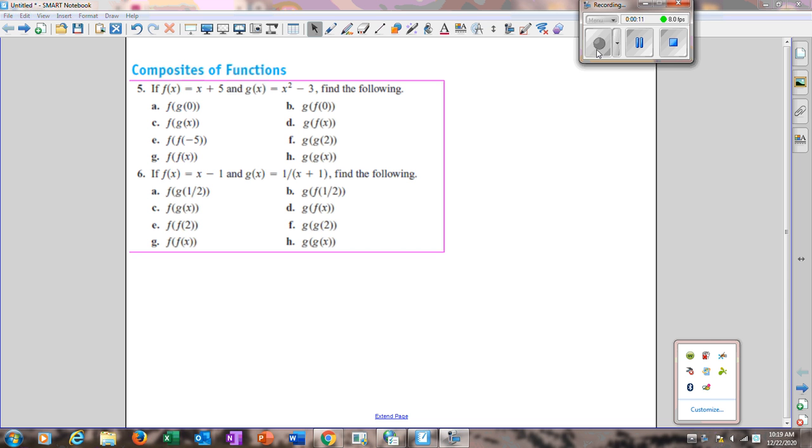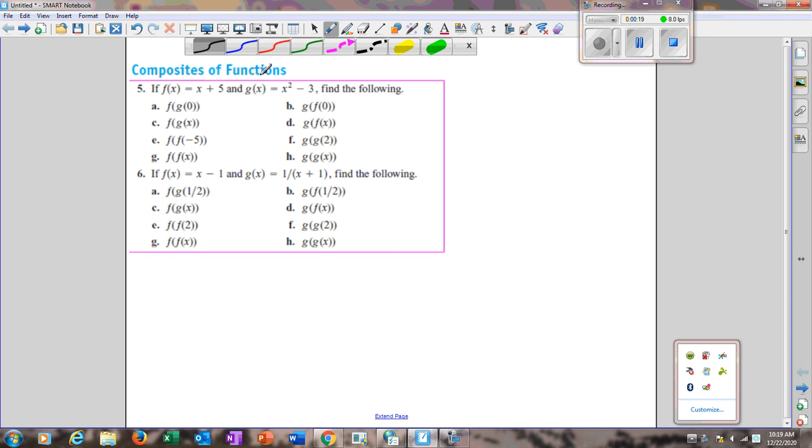So, number 5a. This one was f of g of 0. So when it's f of g of 0, that means you plug a 0 into the g function first. So then it's 0 squared minus 3. That gives me negative 3. Then whatever I get out of there, which was negative 3, I plug into the f function. So it's negative 3 plus 5, and that gives me 2.